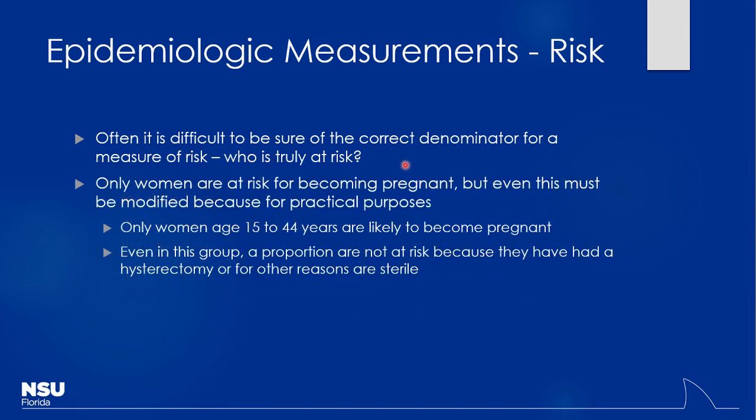And a lot of times it's difficult because you have to decide, what's the correct denominator that you're actually working with, right? So would it be correct to say that the risk of anyone in this room developing cervical cancer is blah? Why not? There's a certain proportion of you that don't have a cervix. You cannot get cervical cancer, correct?